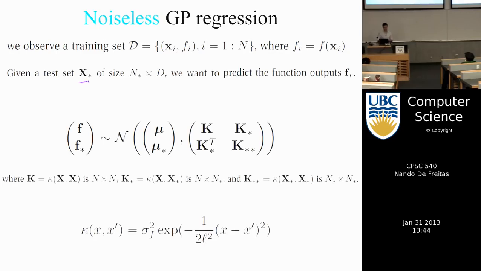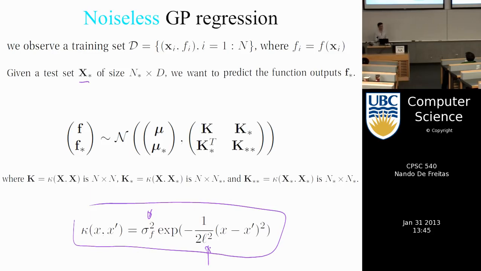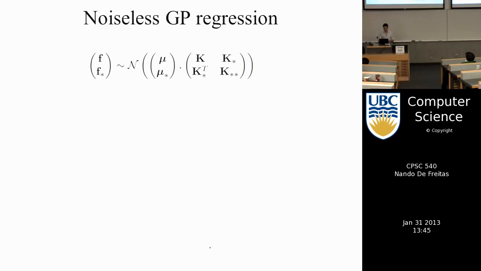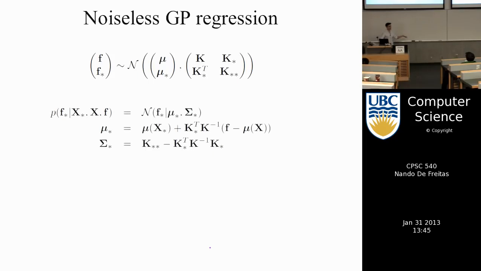The x's are given, so we form the matrix K. We form the matrix K star, and we form the matrix K star star. Once you have that, then you know that f and f star are a joint vector that comes from that multivariate Gaussian. As before, we use some kernel. And here you can see that I've started introducing parameters that change the kernel. And if you have that multivariate Gaussian, we use our theorem, we get the conditional.